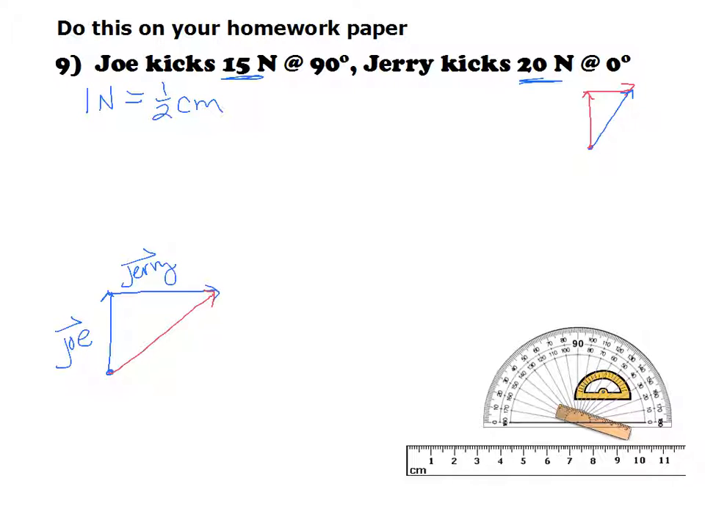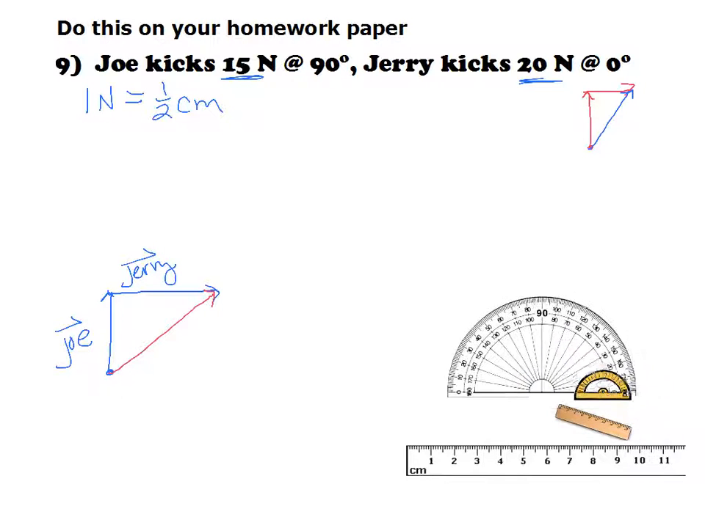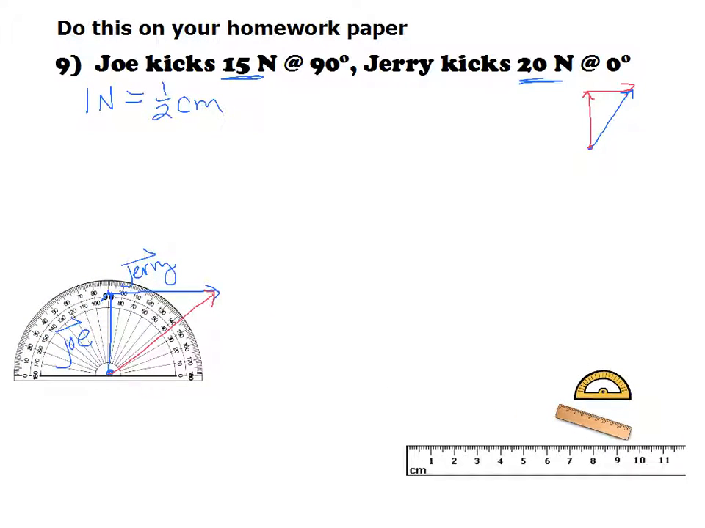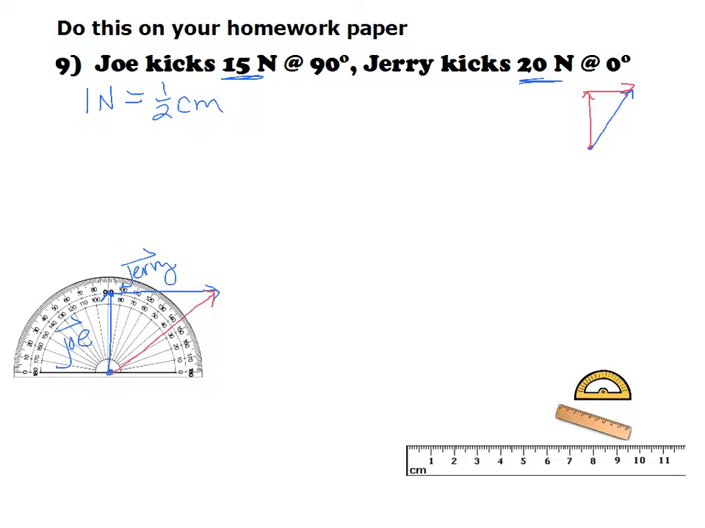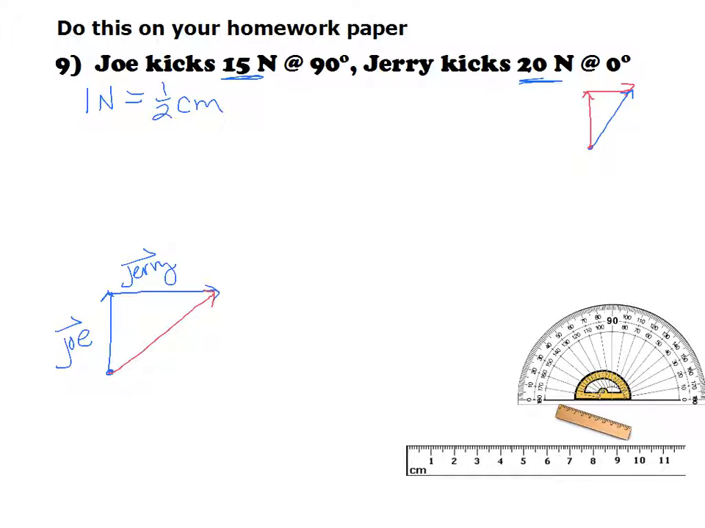The first thing you'll want to do is grab your protractor and line it up and see what direction that ball actually went. Now, since Jerry kicked it with a stronger force than Joe did, his direction is going to take a little bit more precedence. It's going to go a little bit closer to 0 degrees than it will to 90 degrees. So more like a 40 or a 35 or something, instead of directly at a 45. The other thing that you need to find is its magnitude.